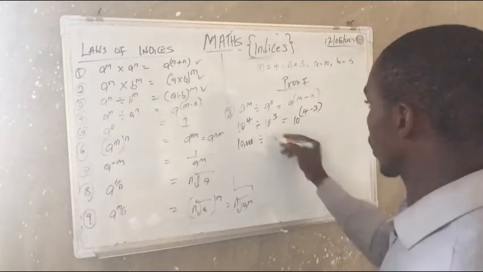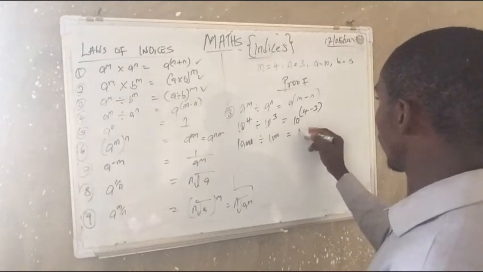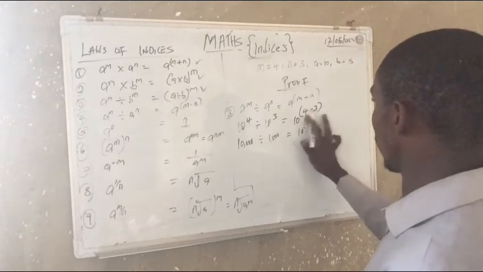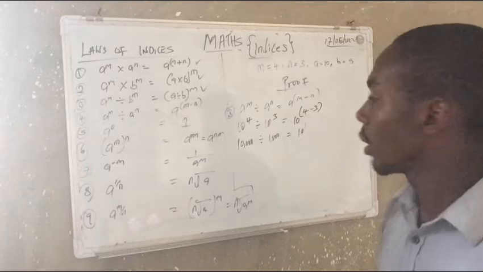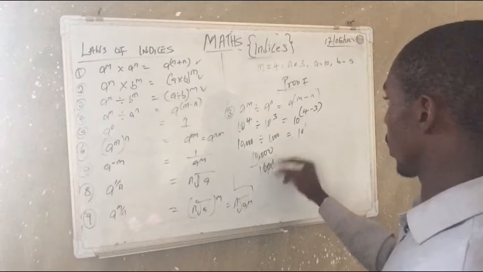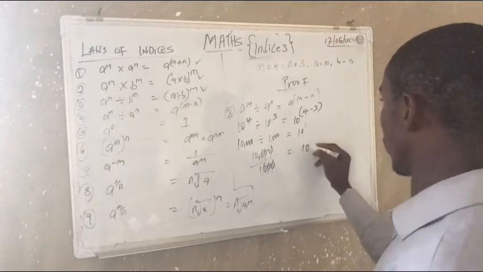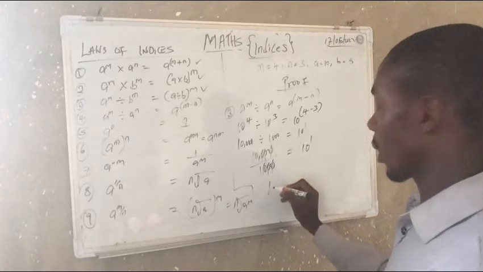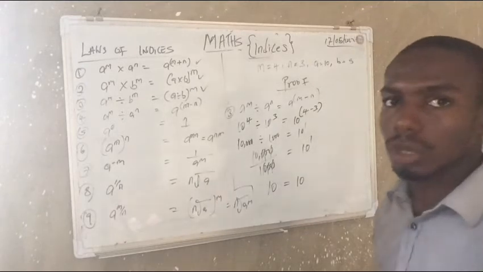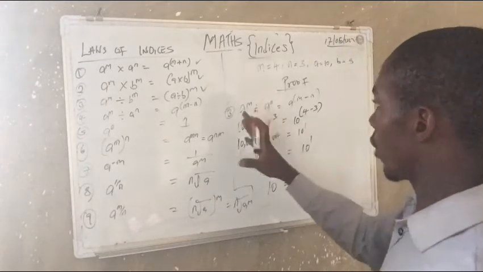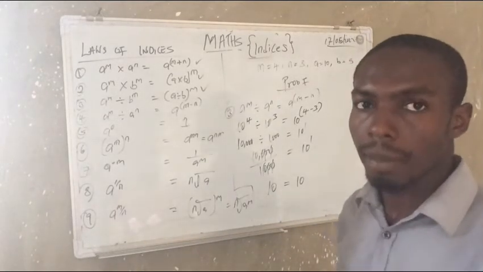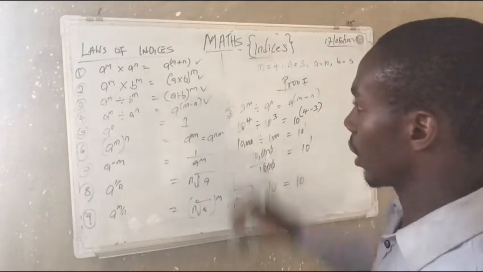10 raised to the power 3 is 1,000, which is also 10 raised to the power 4 minus 3, which is 1. So 10,000 divided by 1,000, actually, this will cancel this, and we'll have this equal to 10 raised to the power 1. So everything now is clear. 10 is equal to 10, because 10 raised to the power 1 is 10. So having seen that, a raised to the power m divided by a raised to the power n is equal to a raised to the power m minus n. So this actually is proven.